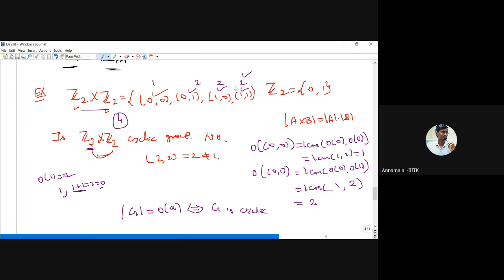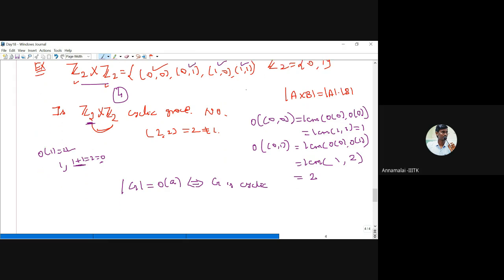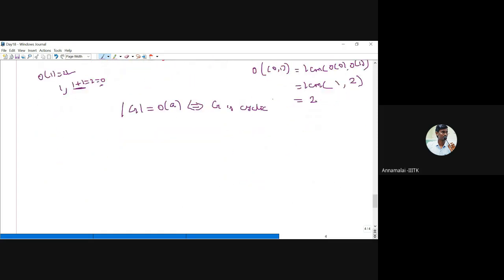Anyway, this is a method to find the order of any ordered pair. Now, if you take the next example, Z2 cross Z3, this is cyclic. Actually, this is nothing but isomorphic to Z6, and this is one more very important result I can mention.